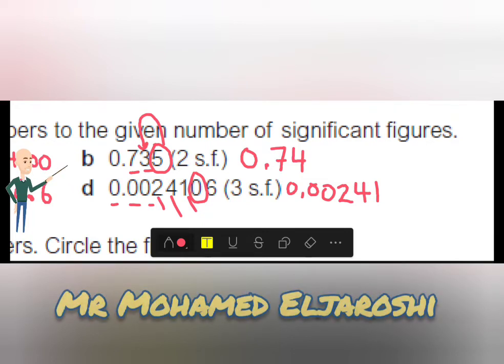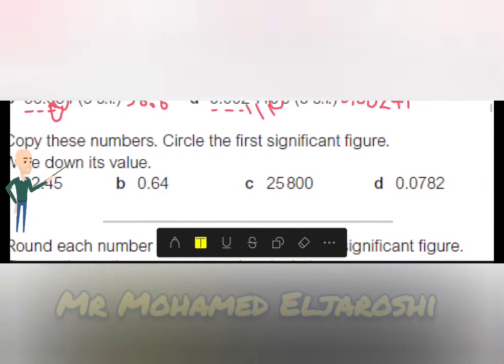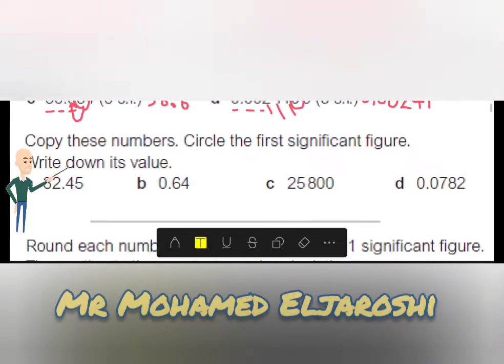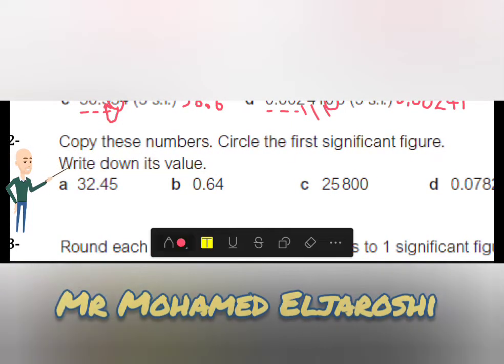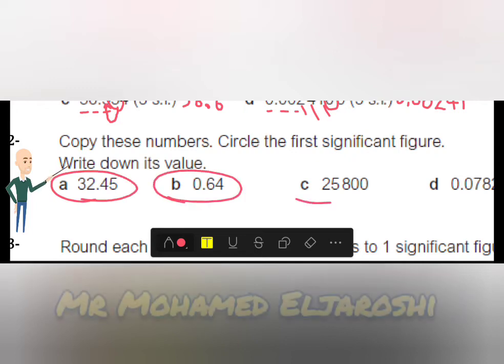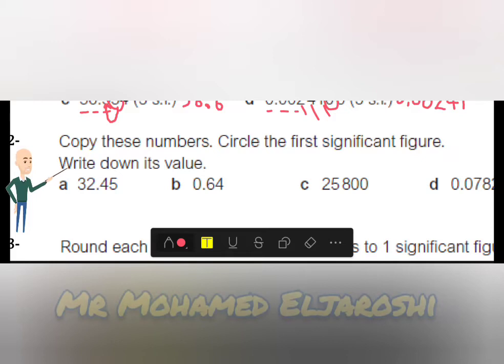Now let's go check question 2. Question 2, copy these numbers, circle the first significant figure. As you can see here, we have many numbers. We have A, B, C, and D. Now we're going to answer them one by one. Let's start with A. We need to circle the first significant figure and then write down the value of this number. Now let's take a look at this number here.